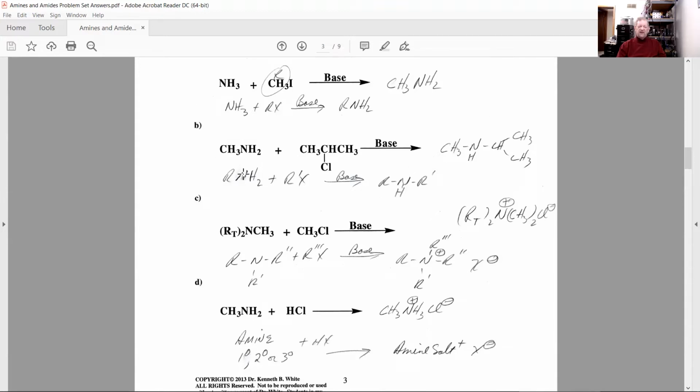Remember, nitrogen, all these cases, A, B, and C, the nitrogen bonds to the carbon in R prime that has the halogen associated with it or bonded to it. Again, the nitrogen bonds to the carbon in R prime that has the halogen on it. That's very important. Remember that. Hint.